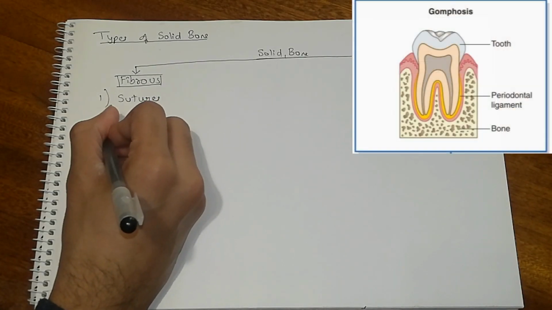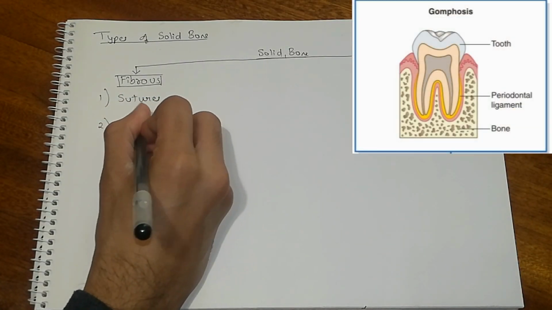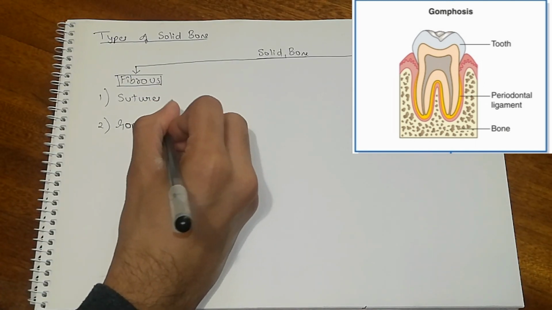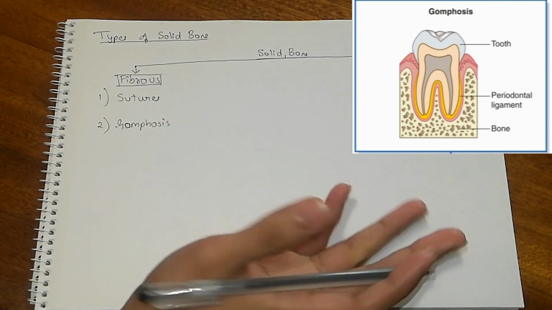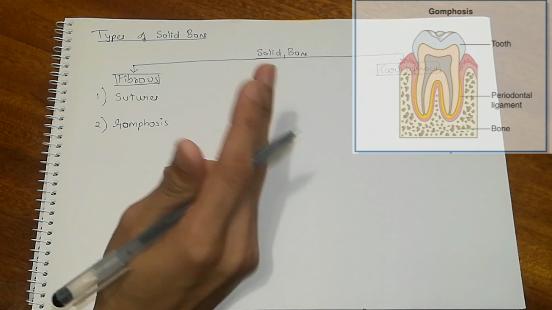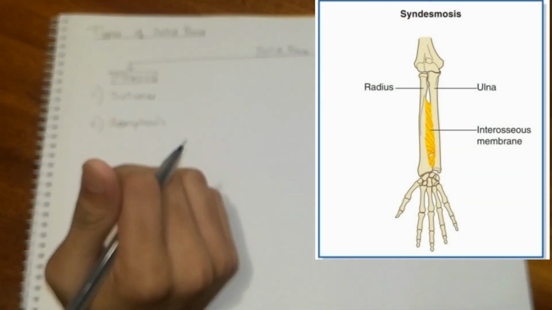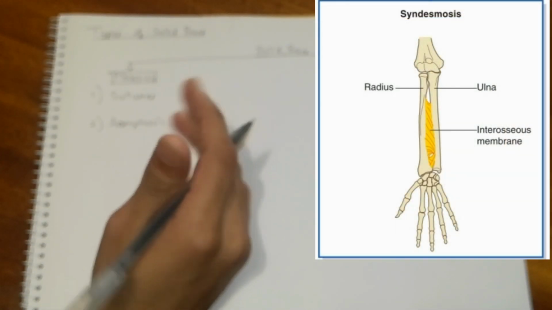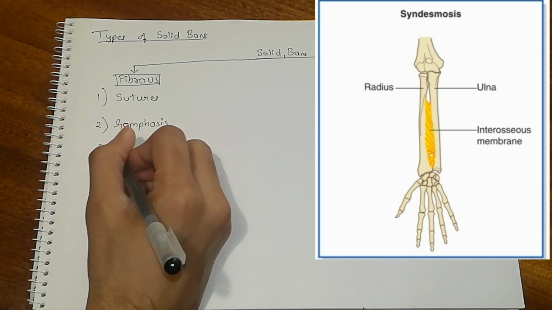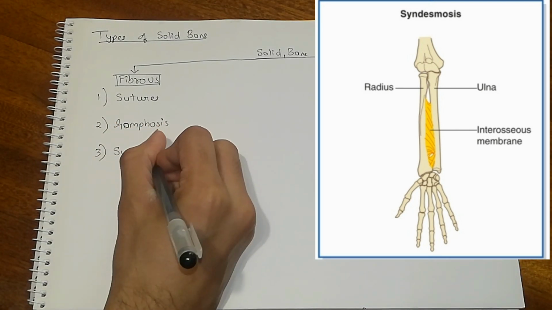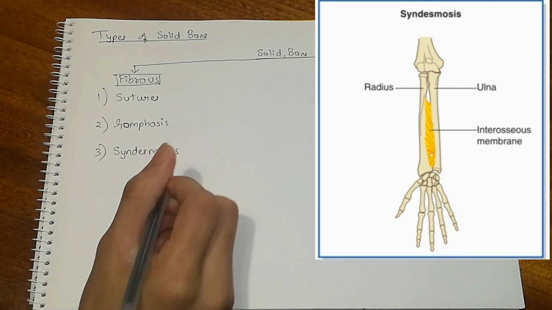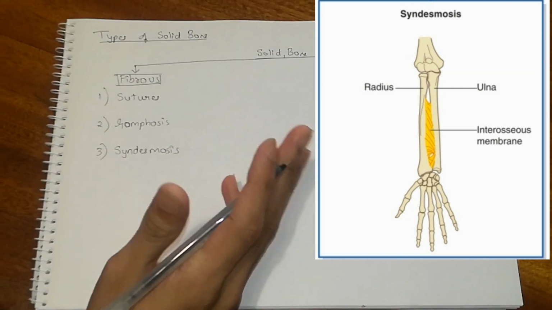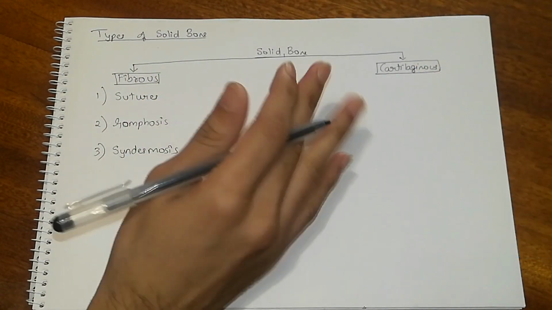Second is gomphosis. Gomphosis occurs between the teeth and adjacent bone. And the third one is syndesmosis. Syndesmoses are joints in which two adjacent bones are linked by a ligament, like the interosseous membrane between the radius and ulna.